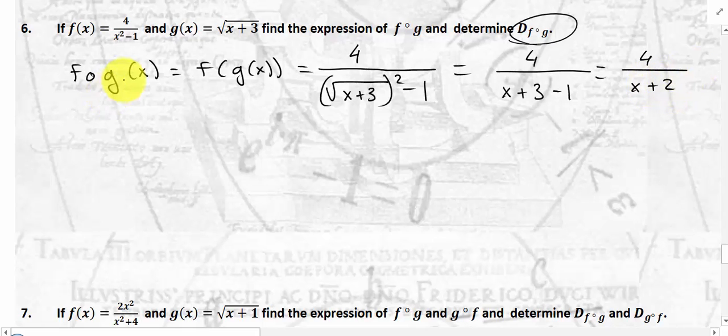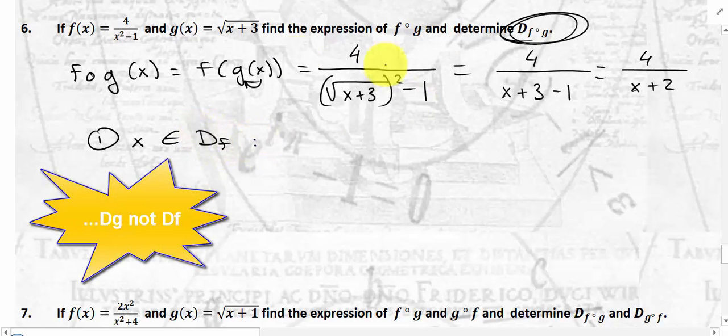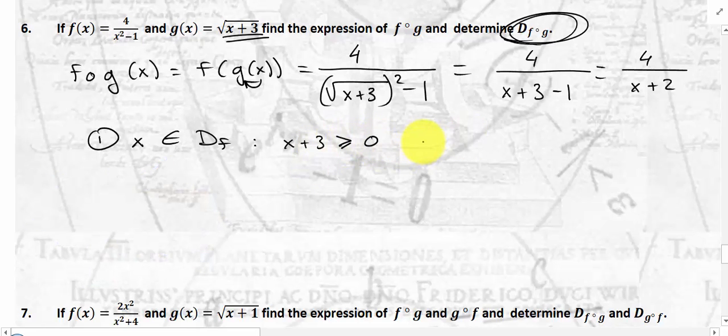Okay? Now, what is the domain? What's the first thing that you do to x? You throw it inside g. So the first condition is x must be in the domain of g. Now the domain of g is pretty simple. You want to make sure that x plus 3 is greater than or equal to 0. And so that means x is greater than or equal to negative 3. Okay? So the domain of g is negative 3 to infinity.